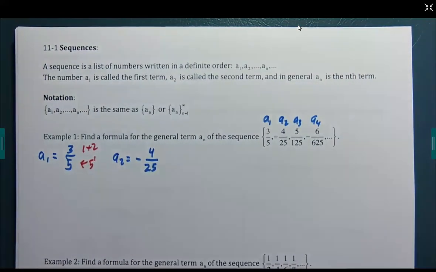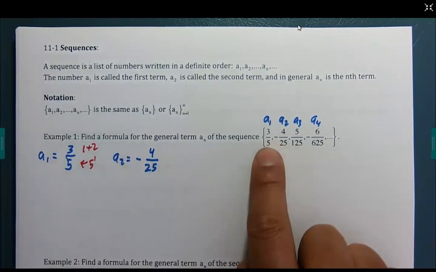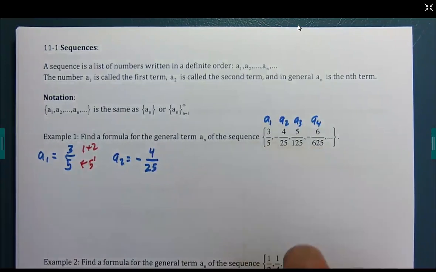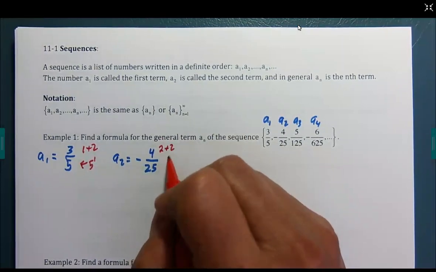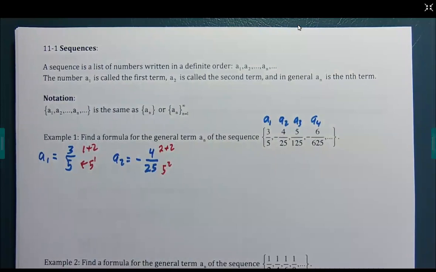That's going to be similar. Now here we have the negative to deal with. And you'll notice that this alternates positive, negative. We actually have a name for that. It's called an alternating sequence. We'll talk more about that in another section, but we will need to address it. This 4 is actually 2 plus 2, and this is actually 5 squared. And again, we'll deal with the negative here in just a moment.